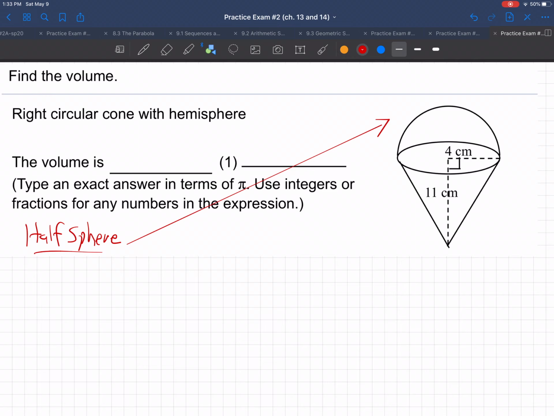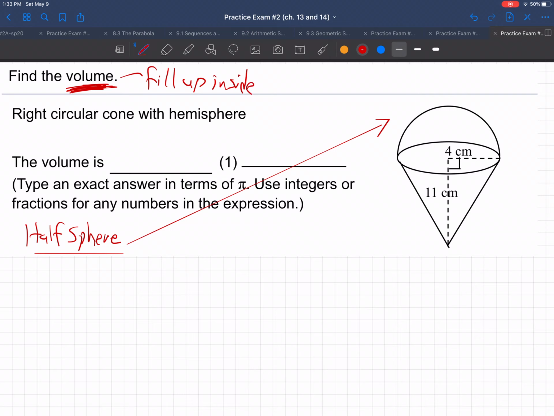We're talking volume now. So this is volume. We're filling up the inside, like if you had a little toy, an ice cream cone shape, and you're filling it up with water. That's volume. Volume is filling up the inside. It's three-dimensional.